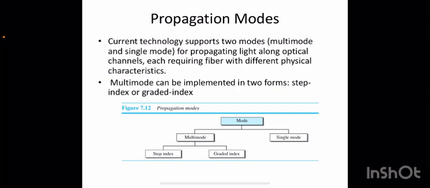Now, what are the different propagation modes? Which different types of modes are there for passing the signals? Currently we have two different modes, multi-mode and single mode, for propagating light along optical channels. Depending on how the core and cladding are constructed, we can achieve either multi-mode or single mode. Multi-mode can be implemented in two different forms, either step index or graded index. So this is the classification.